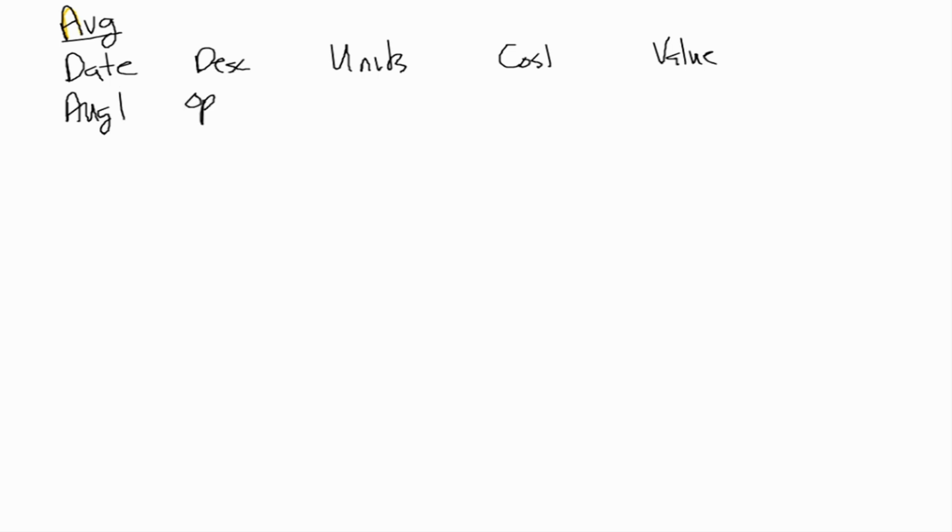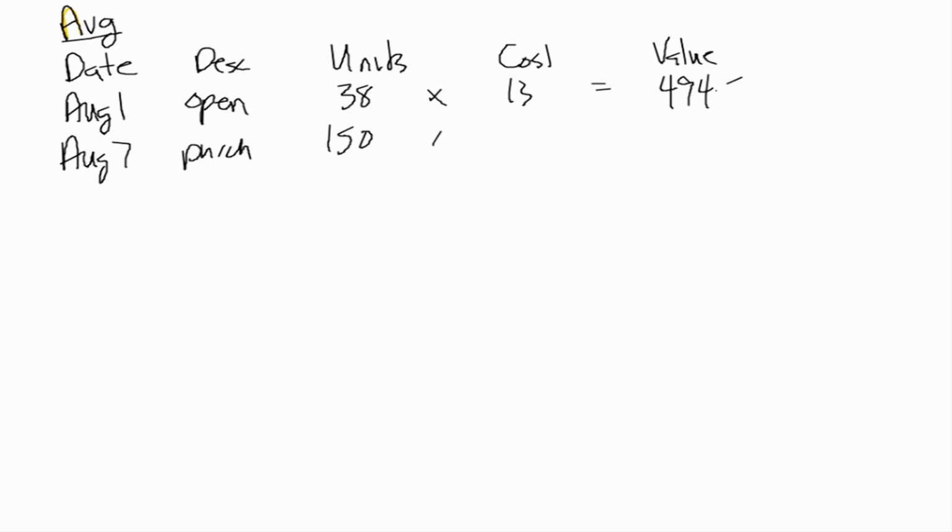So we got the date August 1st. Remember, this is the opening inventory. Remember, there was 38 units. They were at $13, and that's equal to $494. So it looks exactly the same right now. We've got August 7th. They bought more units. They purchased 150 units at $14.25, and that equals $2,137.50. No difference.